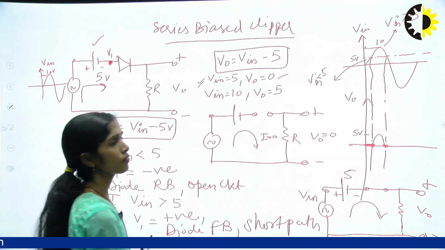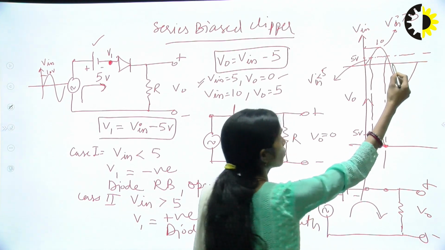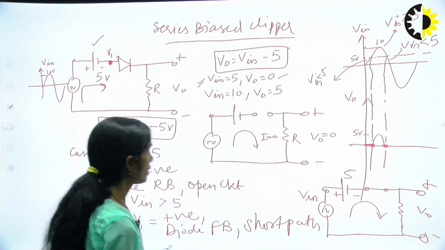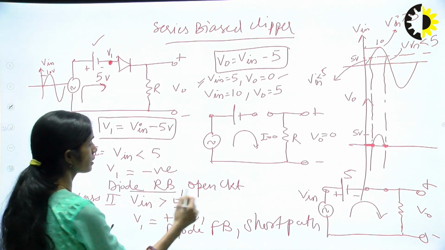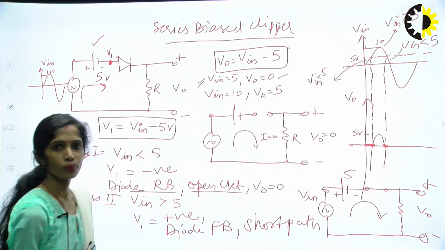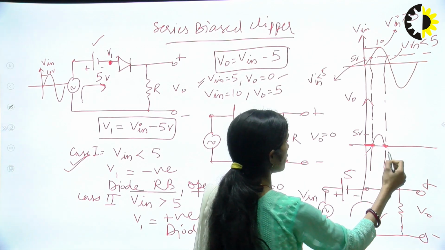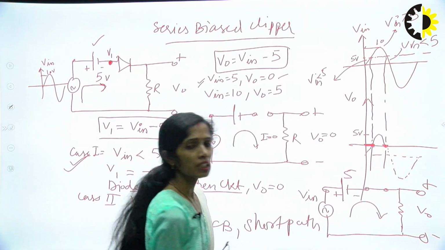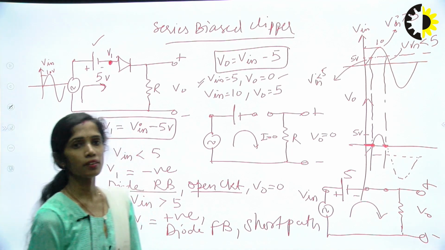After this, if V in is again going to be lesser than 5, then again case 1 will occur. In this case again the diode will be reverse bias and become an open circuit, and the output will be equal to 0. So the graph obtained here is like this. So we can say some negative portion along with positive portion can be clipped off. So this can be said to be the biased negative clipper.